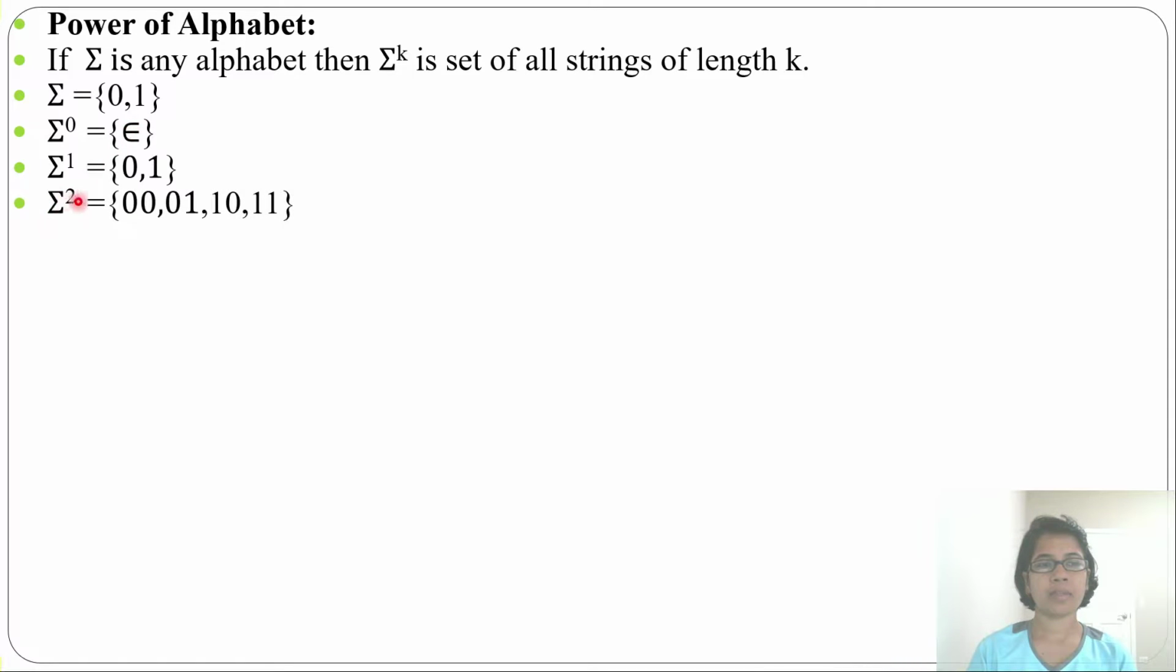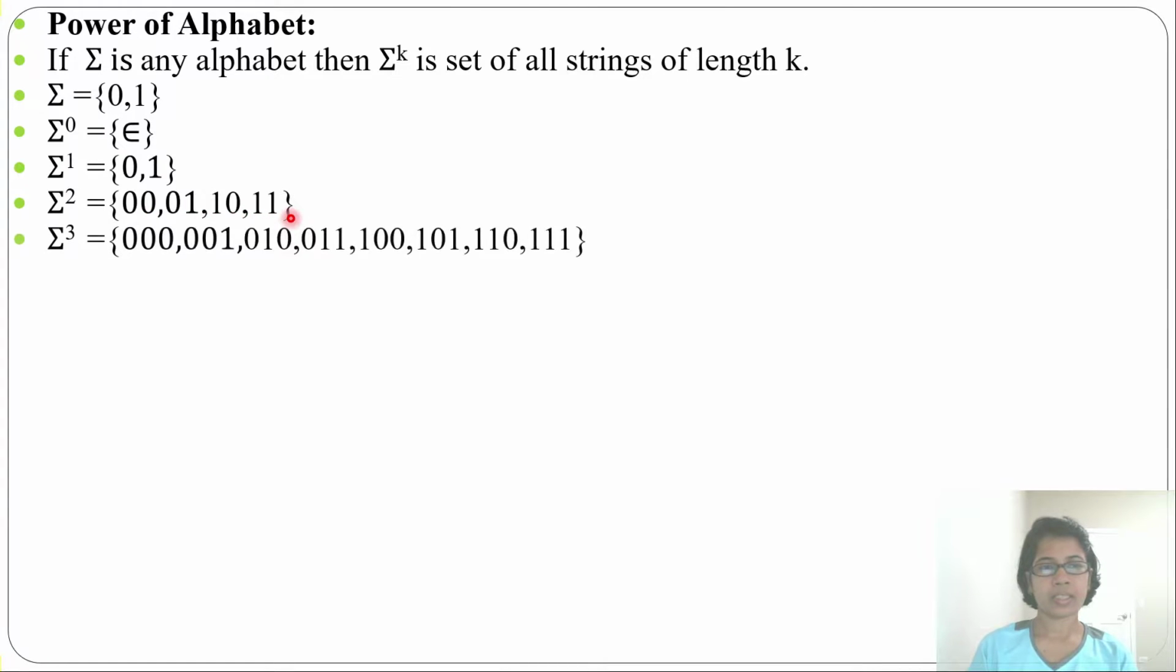So sigma power 2 is any string of length 2, that is 00, 01, 10, 11. Then sigma power 3 is any string of length 3, that is 000, 001, 010, 011, 100, 101, 110, 111. So like this it will continue.